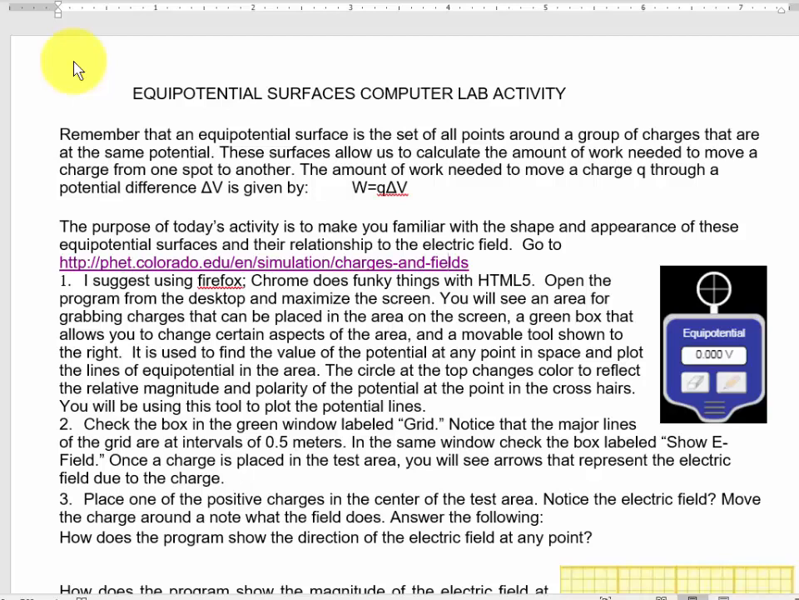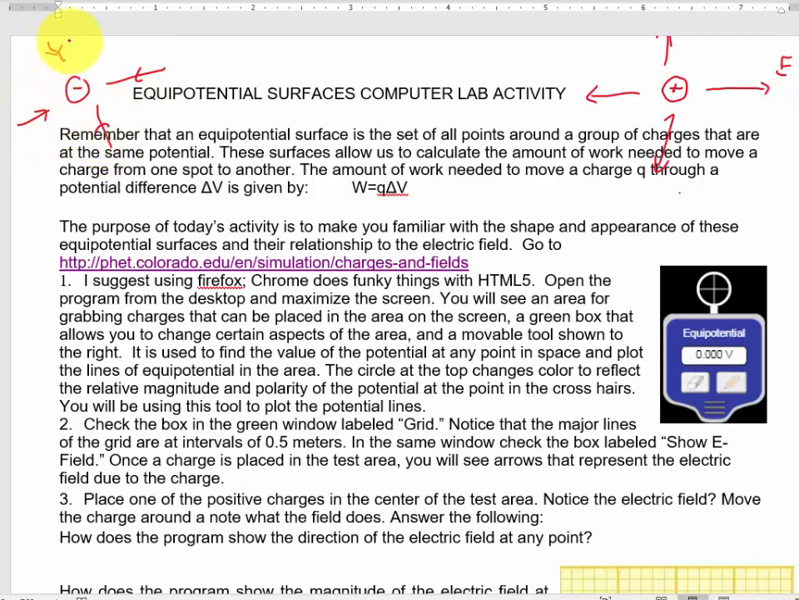Alright, this is the introduction for the lab on equipotential surfaces, and something that we know is that if we have a positive point charge, the electric field is going to go radially away from it. And if we had a negative point charge, then the lines of electric field are going to be radially towards it. So I could draw this guy right there, and it's going to go inwards as such.